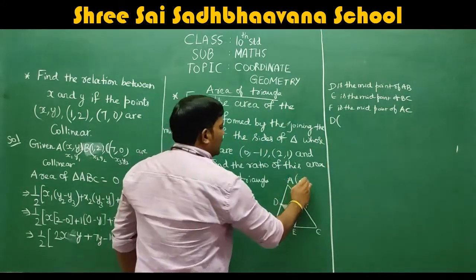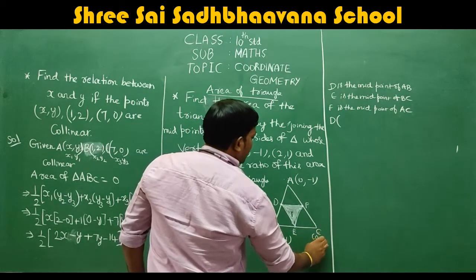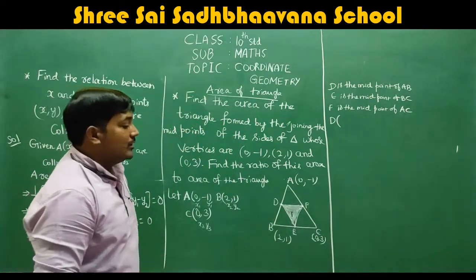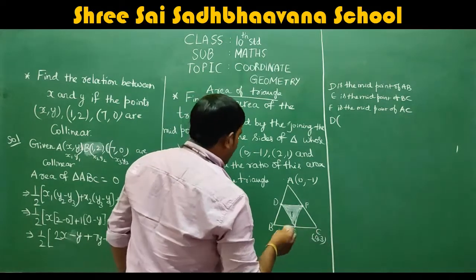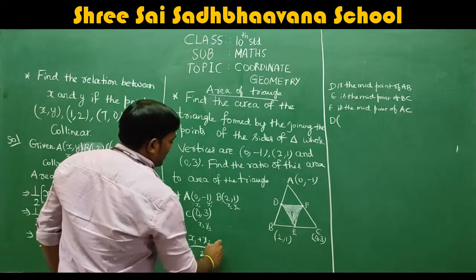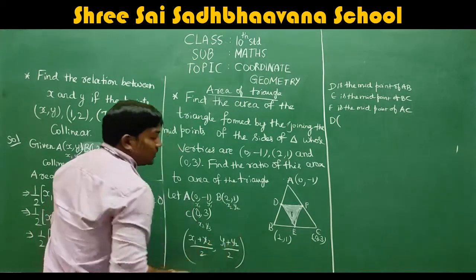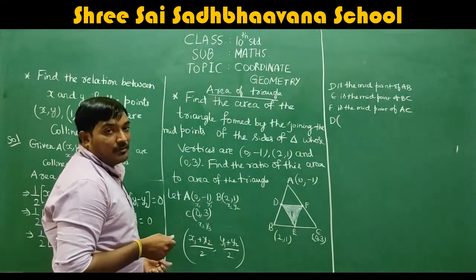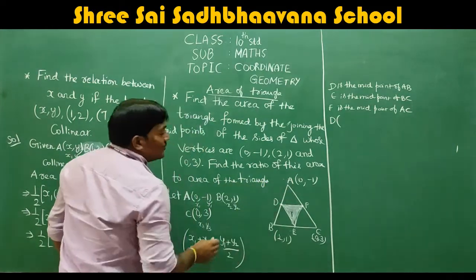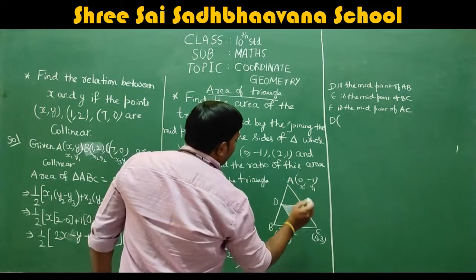Here you take A as 0, comma minus 1, B as 2, comma 1, and C as 0, comma 3. So what is the midpoint formula we have? You can check the last video. The midpoint formula is (x1 plus x2) by 2, comma (y1 plus y2) by 2. This is the midpoint formula. Correct? We already discussed. So whenever you are taking the midpoint of A and B, this point will be considered as x1, y1 and this point will be considered as x2, y2.